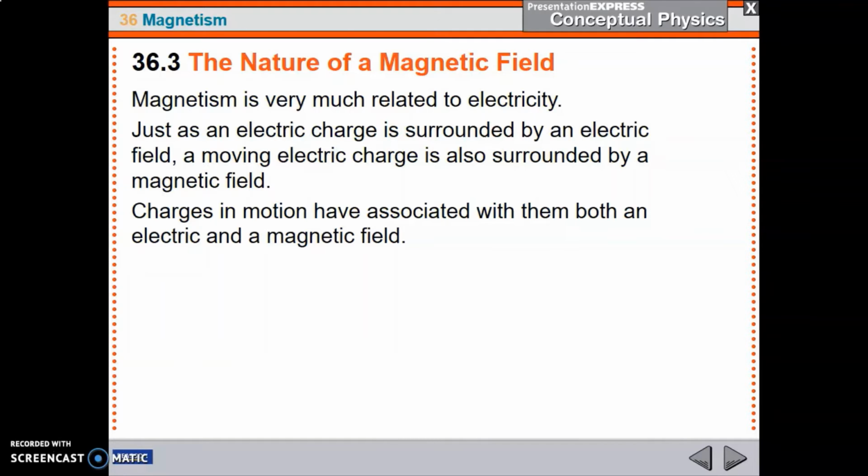If you have an electric charge that's just sitting perfectly still, it doesn't have a magnetic field. Charges in motion have associated with them both an electric and a magnetic field.